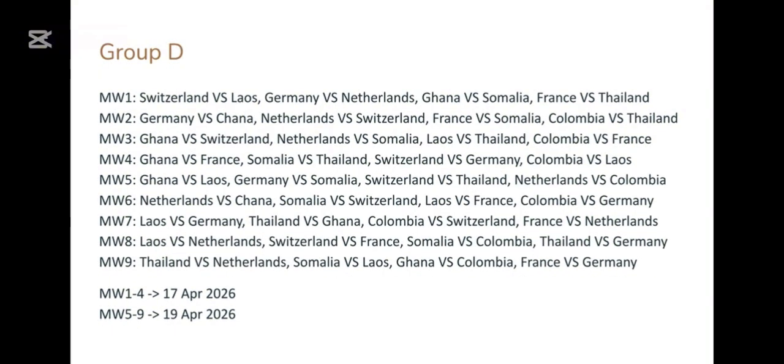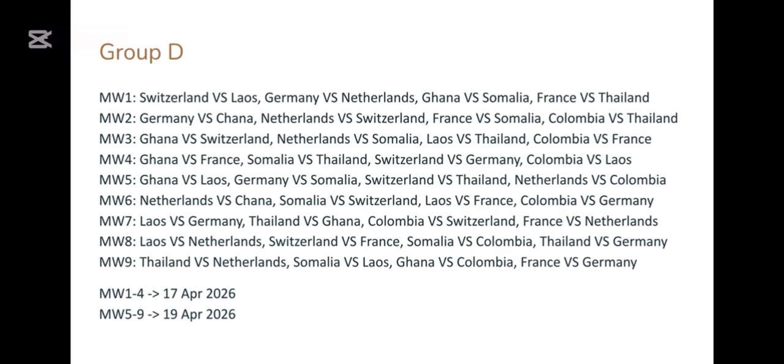Group D sees match week 1, Switzerland v Laos, Germany v Netherlands, Ghana v Somalia, and France v Thailand. Match week 2, Germany versus Ghana. Oops, I think that's a typo. Netherlands versus Switzerland, France v Somalia, Colombia v Thailand.